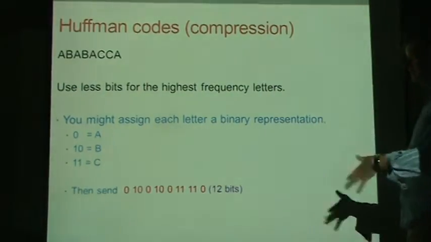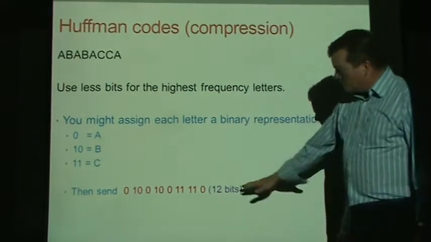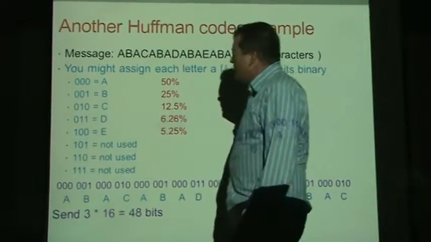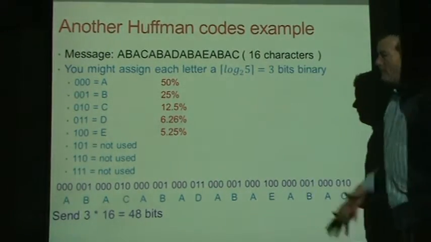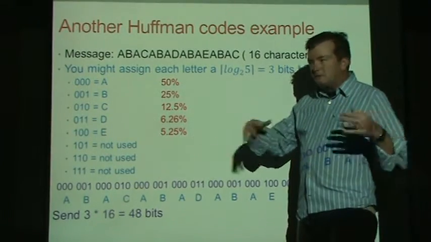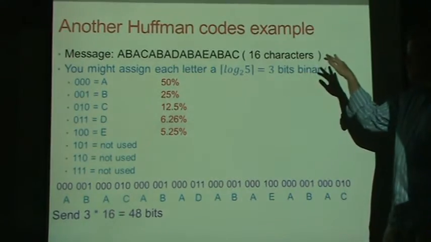Once I get to the next letter, I know that's the end of that letter, and I'm ready to start a new letter. So we got 12 bits instead of 16. And the person understands the message. Okay, so this algorithm, coming up with the minimal set of bits to encode a lettered message, is sometimes referred to as Huffman codes.